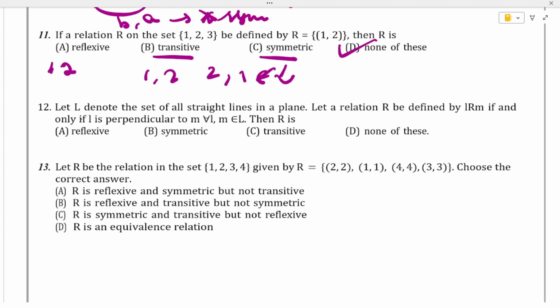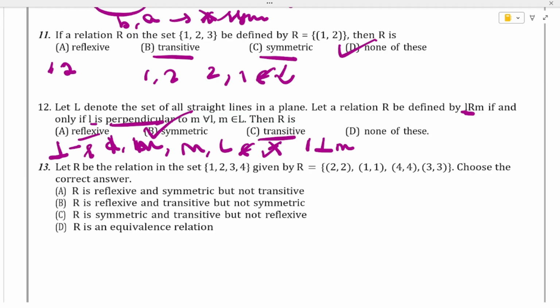Next question: let L denote the set of all straight lines in a plane. Let a relation be defined as (L, M) belongs to R if and only if L is perpendicular to M. Now the answer will be symmetric. If (L, M) belongs to it, then (M, L) will also belong to it. But (L, L) will not belong. So it is not reflexive, not transitive. It is only symmetric. You can remember that the perpendicular relation is only symmetric.